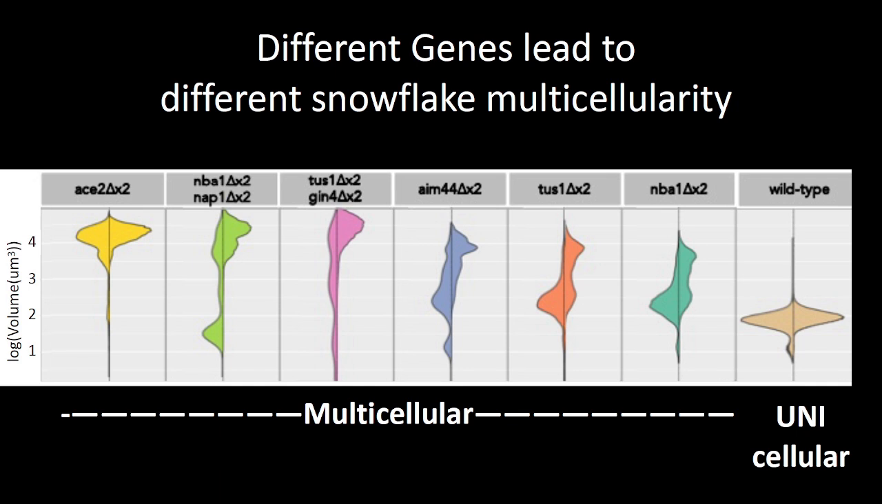And it turns out there are lots of different genes that will do this. So here's a whole bunch of them. NBA, TUS, AIM, this is actually a pair of different genes, as well as this, and here's ACE2. And they give you different patterns of multicellularity. So there are many different ways of evolving this, and it gives you different kinds of multicellularity. They all have this general snowflake form, but you can get a single genetic change, and you can have variation in that. So it's really easy to do, and there are lots of ways to do it.